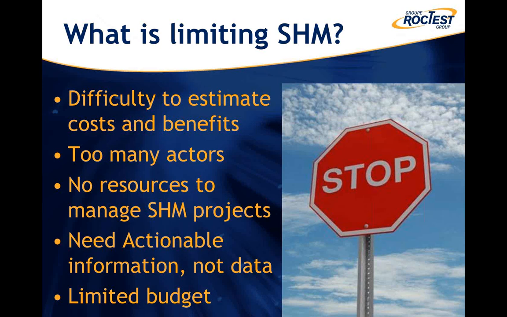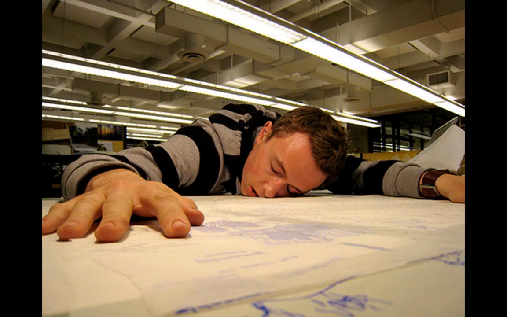Another limitation is that most owners need actionable information and not raw data. So it's very important to provide data in a way that is useful to the owner and not in a way which is appealing to the sensor supplier. And finally, limited budgets are, of course, a limitation to the use of SHM. There are, however, other limitations.